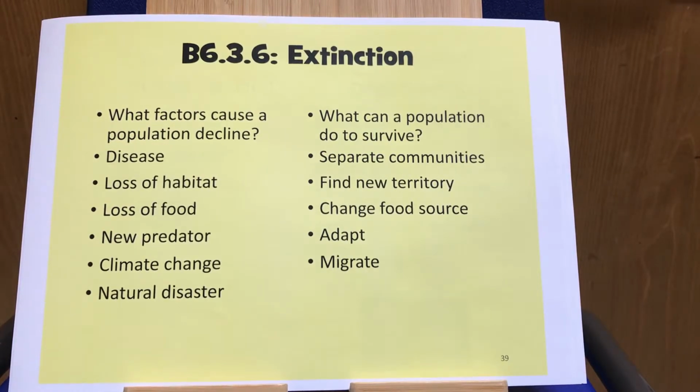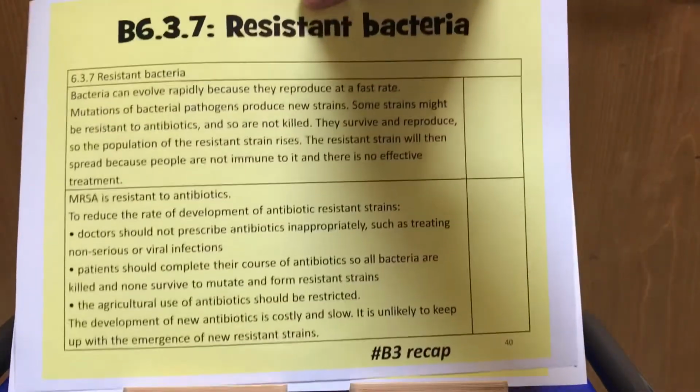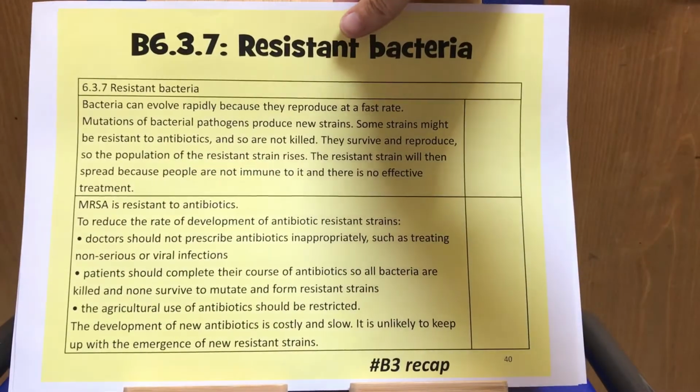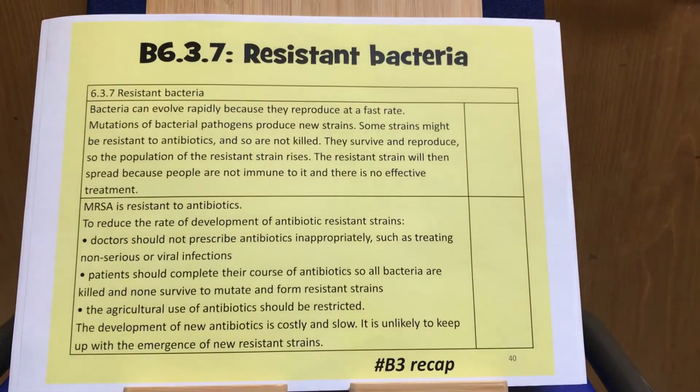Well, they could separate their communities so they don't all stick together, which gives a greater chance of survival. They could find a new territory, change their food source, adapt, or migrate to a new area. Now, the next part is on resistant bacteria, and this came up in paper 1. I've actually just left it as the course content because it's everything on here we have covered before.